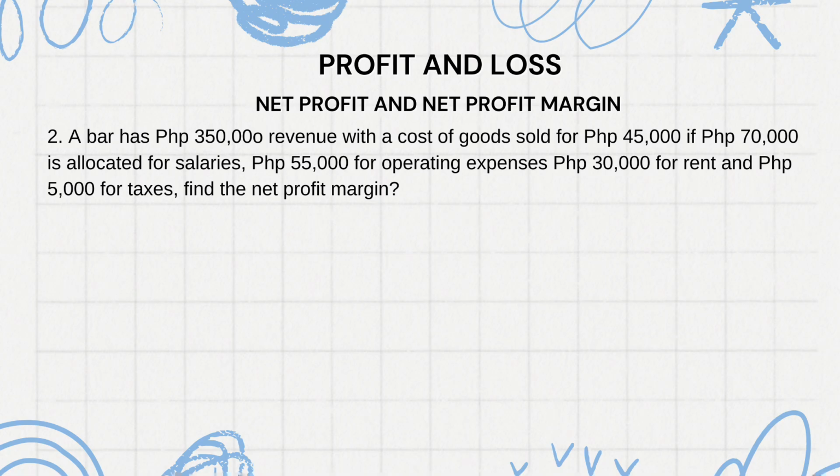Now, next proceed to net profit margin. Avar has 350,000 revenue with a cost of goods sold of 45,000. If 70,000 is allocated for salaries, 55,000 for operating expenses, 30,000 for rent, and 5,000 for taxes. Find the net profit margin.